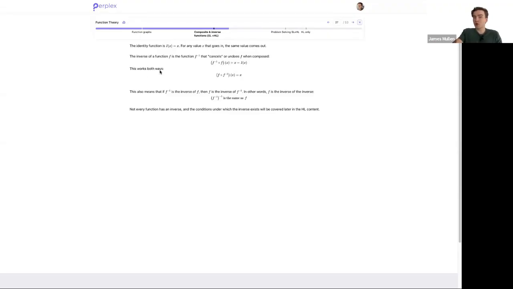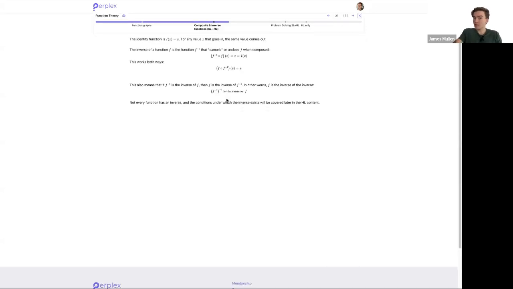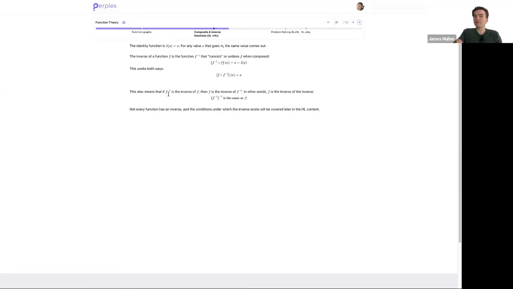And this is supposed to work both ways. So if I do f of f negative 1 or f negative 1 of f, it's the same thing because they're opposites of each other, and that's a relationship that works both ways. But that also means that f negative 1 is the inverse of f, again, because it works both ways. And that means that the inverse of the inverse is the original function. That could rarely show up in a question, but it's still a useful property to know.